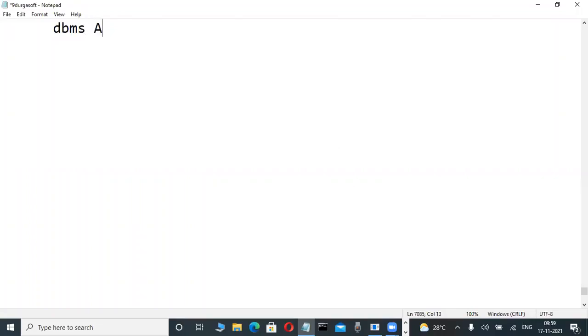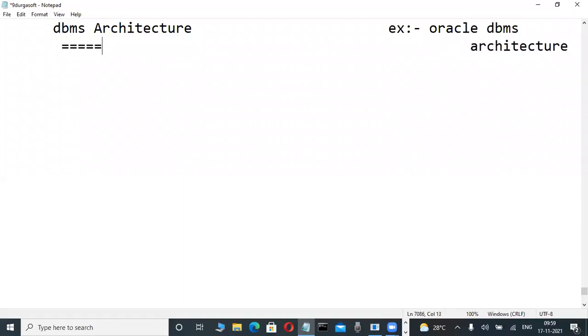DBMS architecture diagram. On the right-hand side, I am drawing the Oracle DBMS architecture as an example, Oracle side, SQL Server side, DB2 side. DBMS here means Oracle software. I am writing the Oracle DBMS architecture on the right-hand side, then you will understand, otherwise it's no use. First observe the DBMS architecture diagram, then I will tell you which objects are available on the Oracle side and on the SQL Server side.